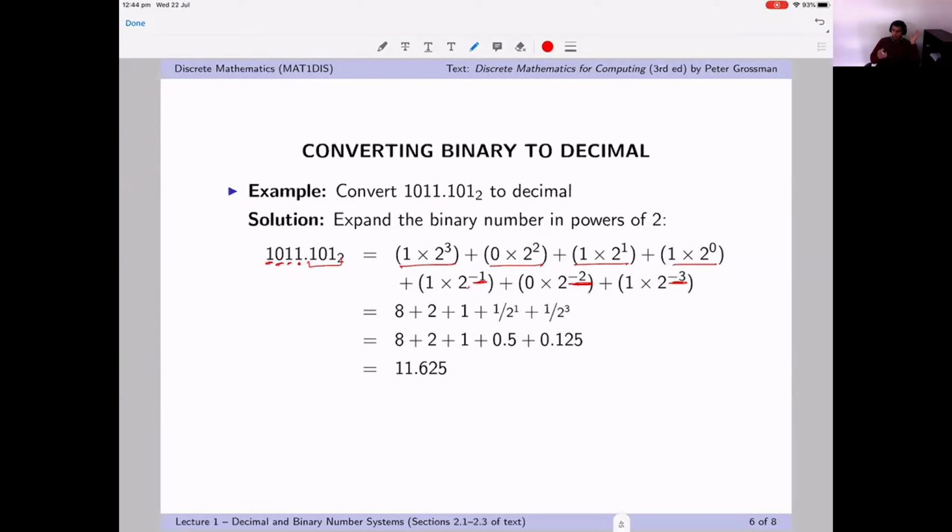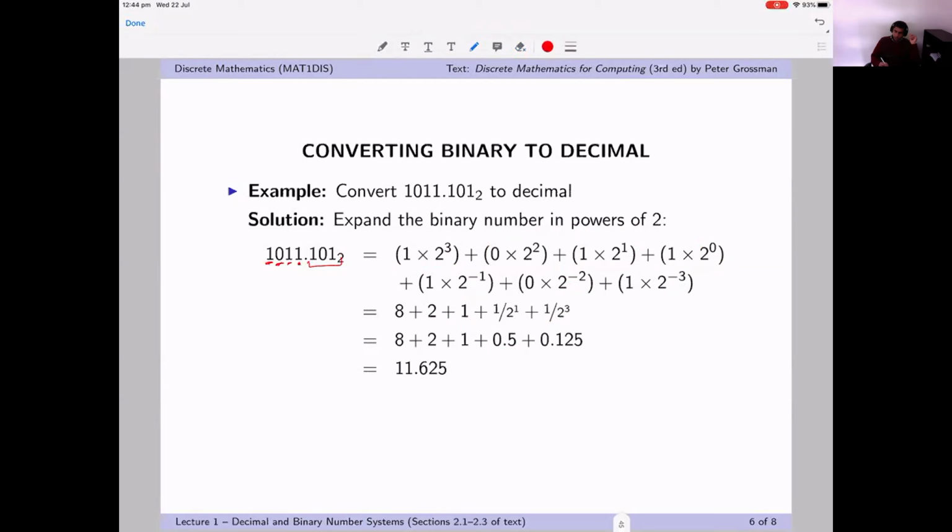1 times 2 to power 3 means 2 is multiplied by itself 3 times. That would be 8. This 0 times 4 is 0. 1 times 2 is 2. And now 2 to power 0 is 1, so 1 times 1 is 1. And then the fractions: 1 times 1 over 2 is simply 0.5. 1 over 2 to power 3 would be 0.125, and so on. What you do then is simply add all of these numbers up. And when you add all of them up, your answer is 11.625.